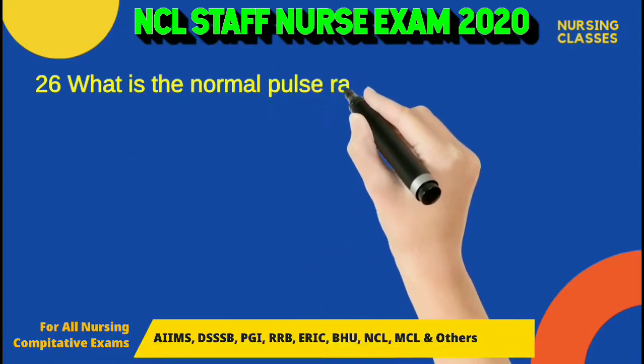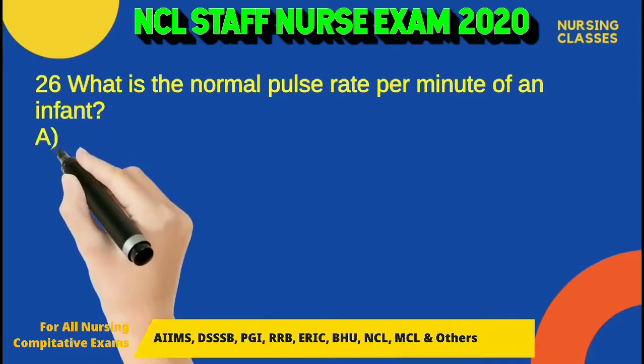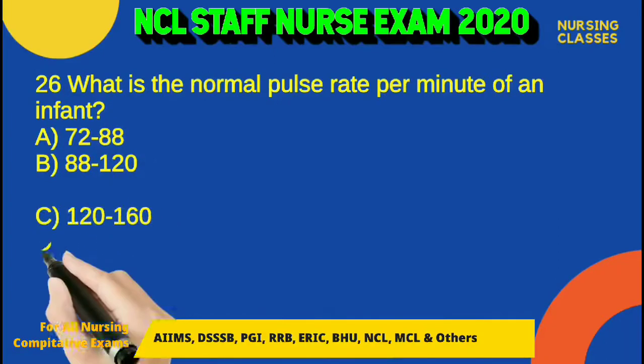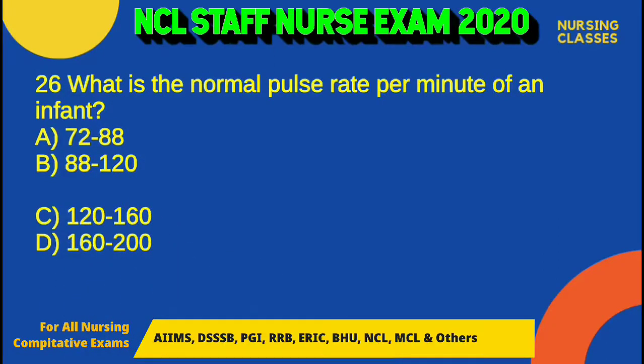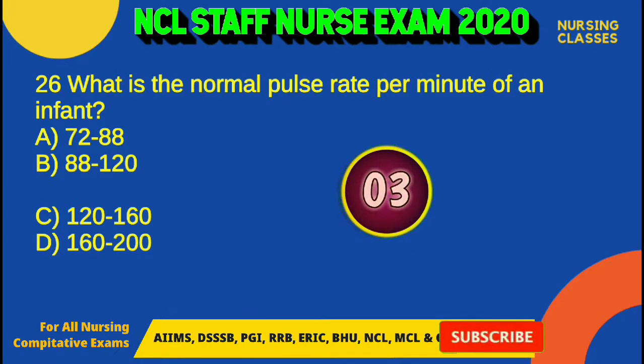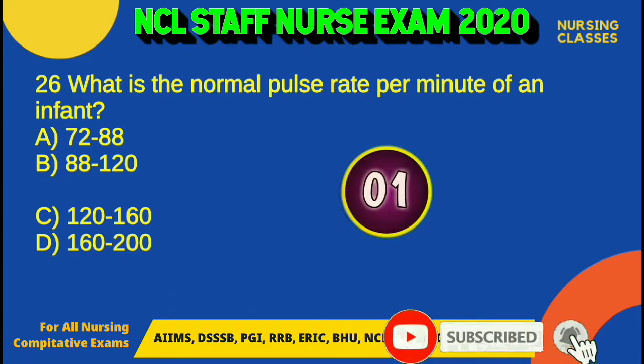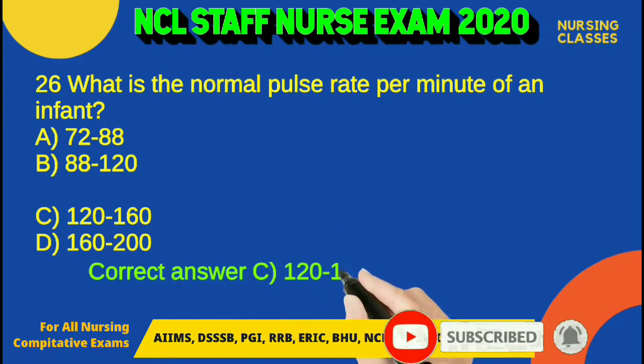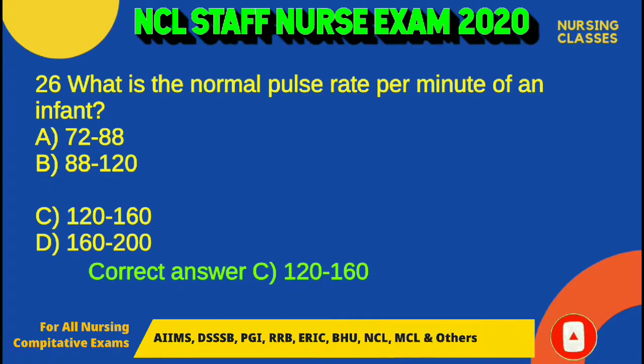What is the normal pulse rate of an infant? A. 72 to 88. B. 88 to 120. C. 120 to 160. D. 160 to 200. Correct answer C. 120 to 160.